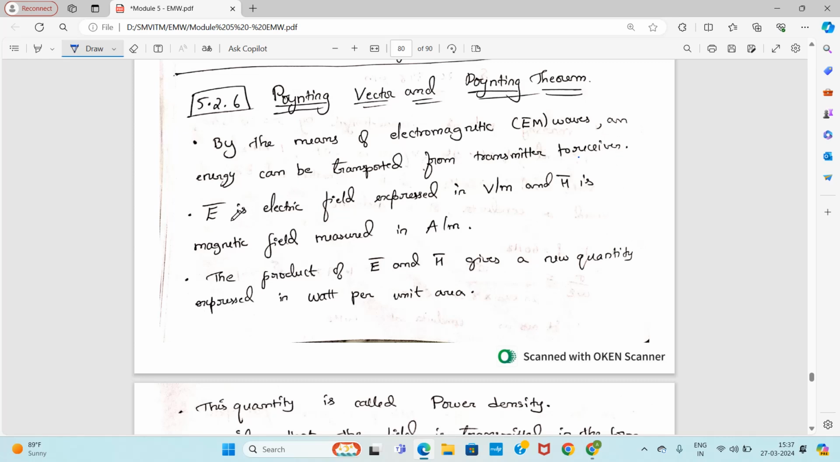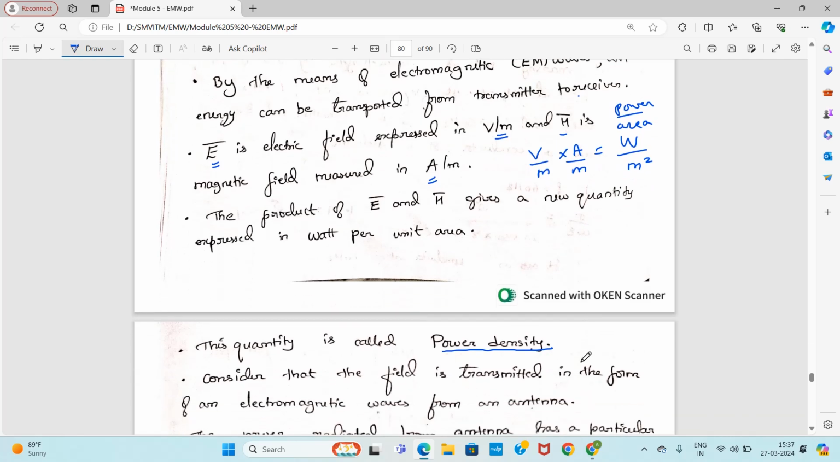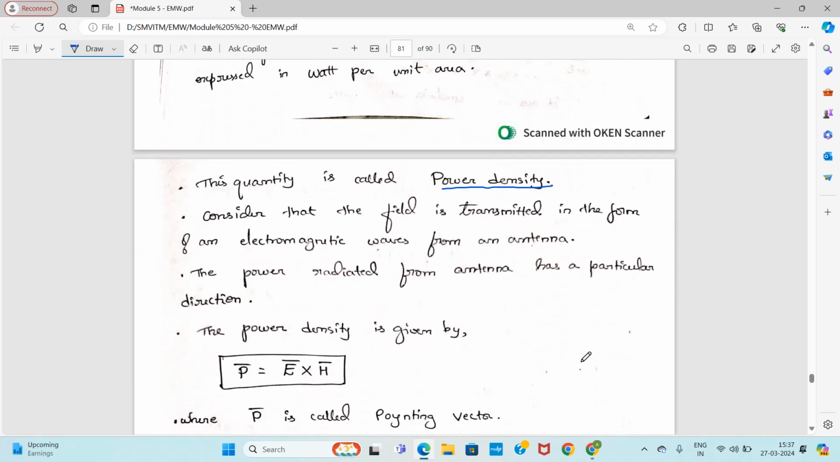Now, the unit of E is volt per meter, and H is ampere per meter. If I multiply these two, what will I get? Volt per meter into ampere per meter. Volt into ampere is nothing but power, that is watt, and meter square. So watt per meter square, that is power by area, which is nothing but power density. So when I take the product of E and H, I get power density P, which is given by the equation P is equal to E cross H.